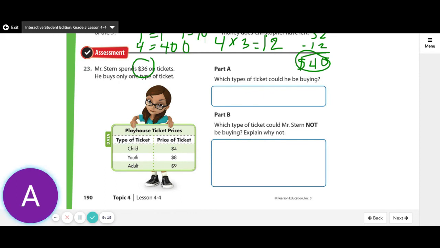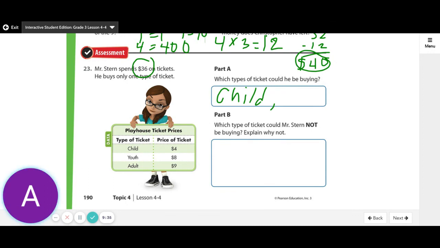So let's look at 4. 4 times 1 is 4. 4 times 2 is 8. 4 times 3 is 12. 4 times 4 is 16. 4 times 5 is 20. 4 times 6 is 24. 4 times 7 is 28. 4 times 8 is 32. 4 times 9 is 36. So I could buy 9 tickets. So we know he could buy the children tickets.